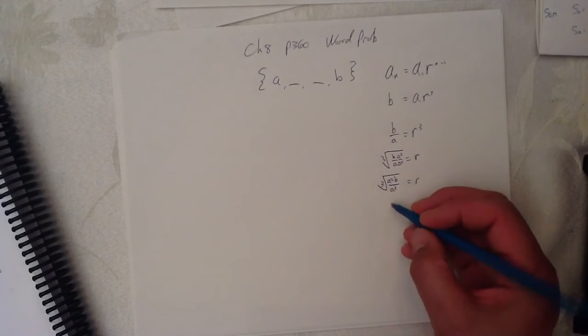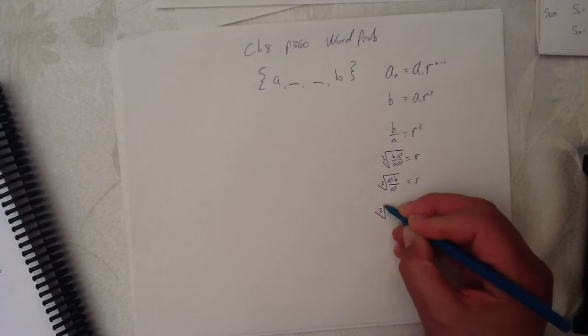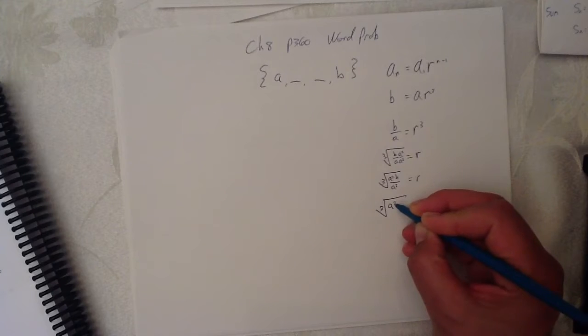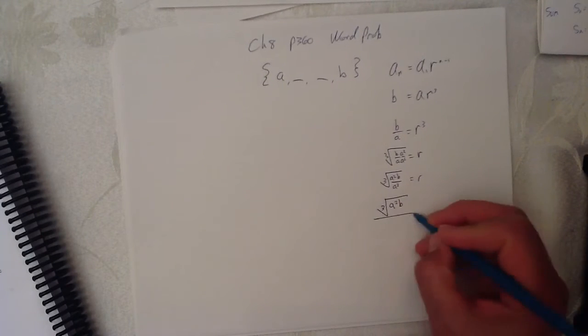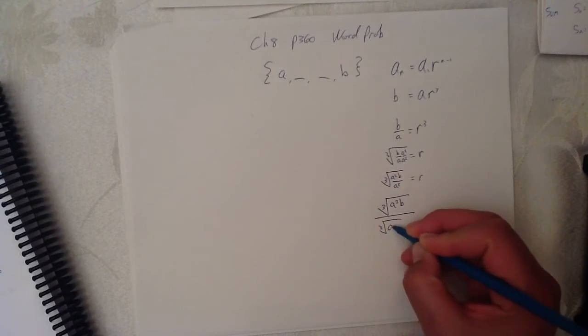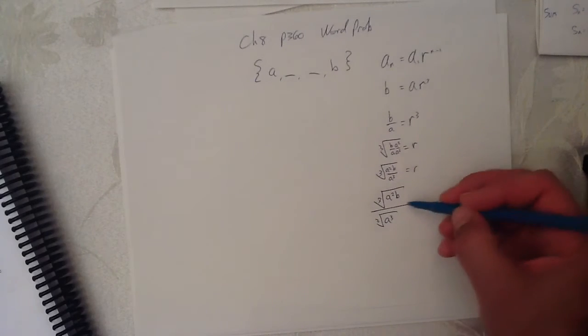And we're allowed to do this, and remember this from Math 10: cube root of A squared B over the cube root of A cubed. These two things are the same.